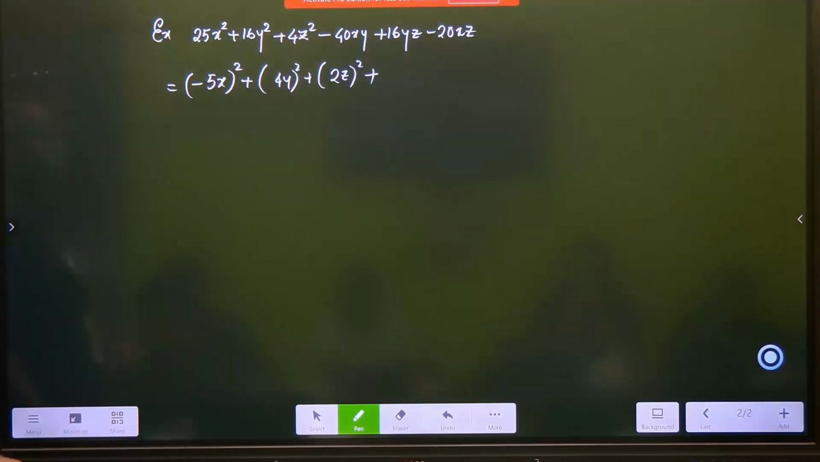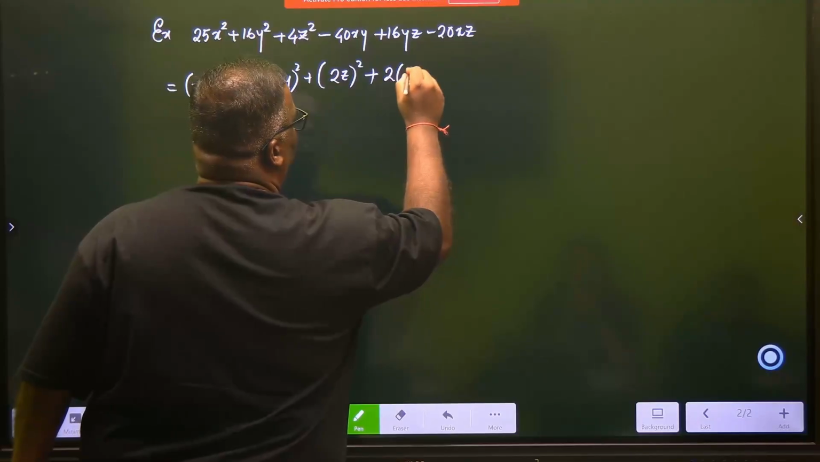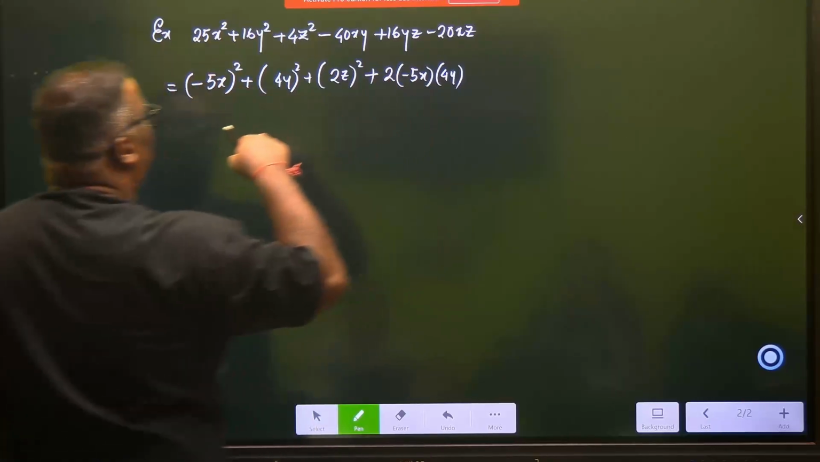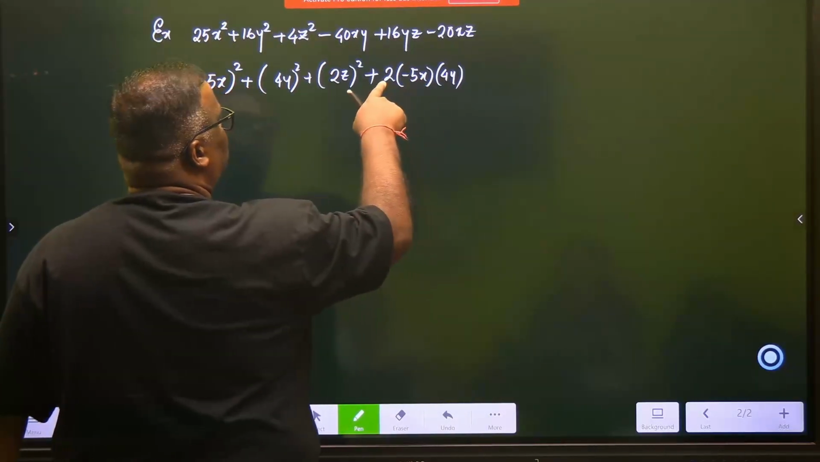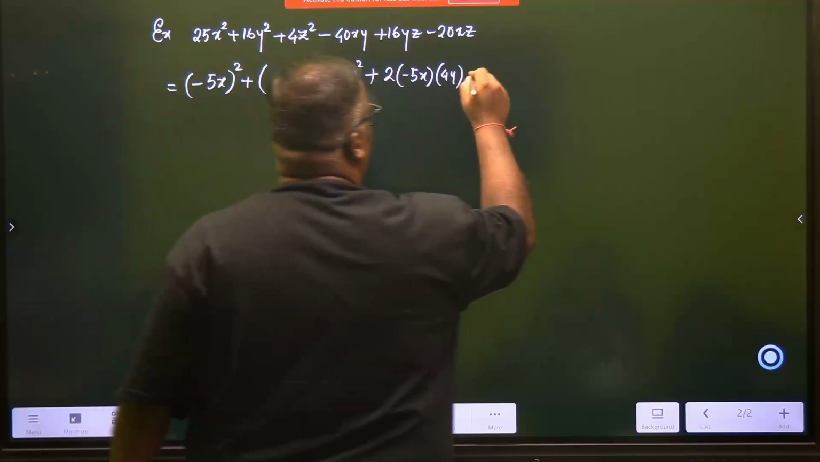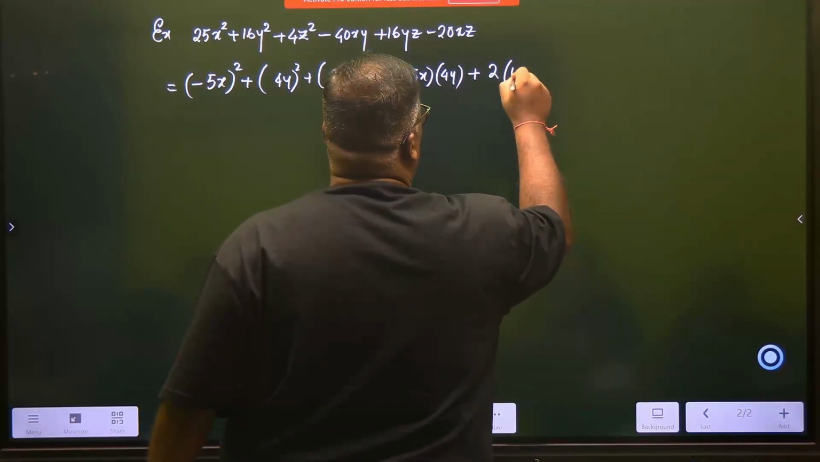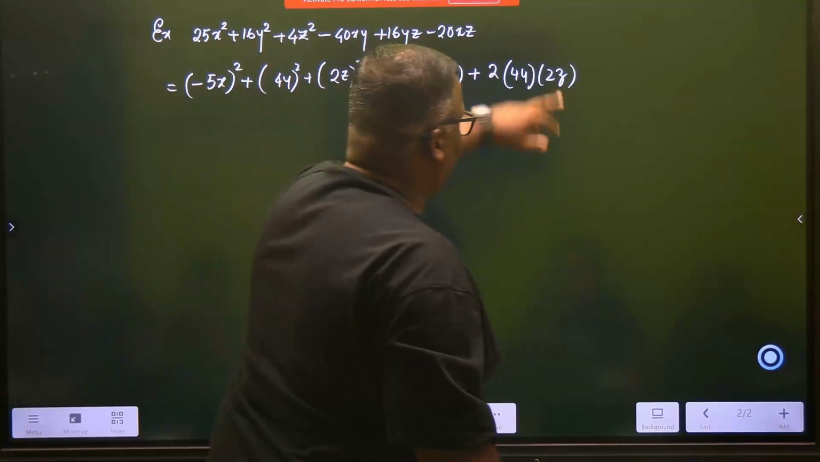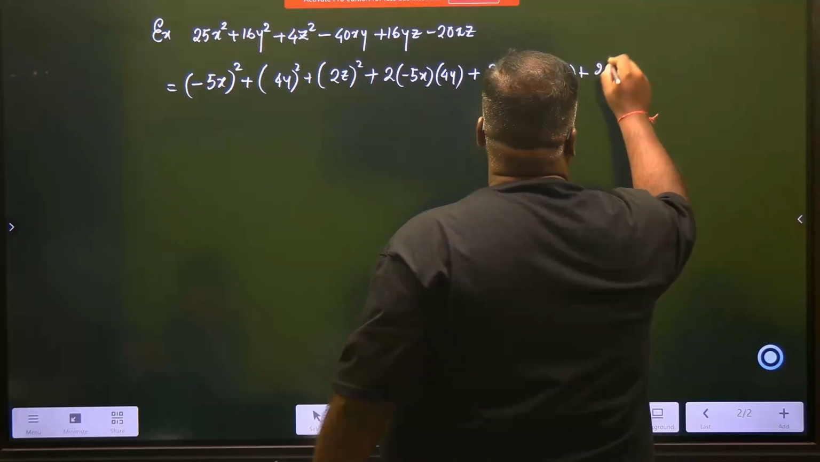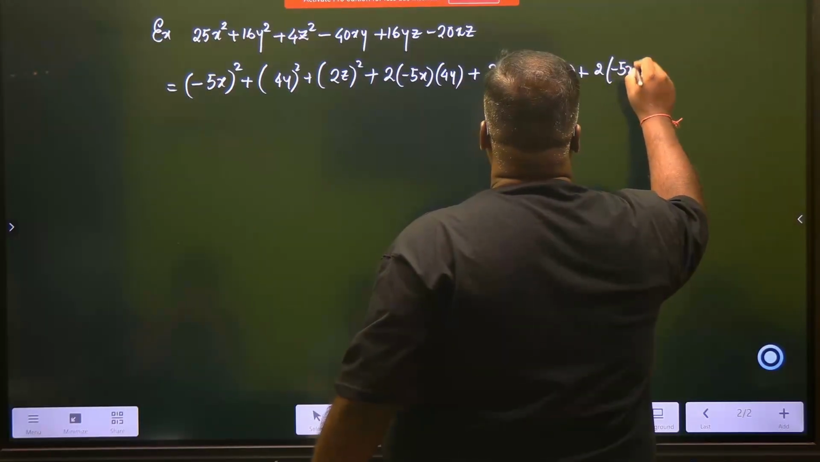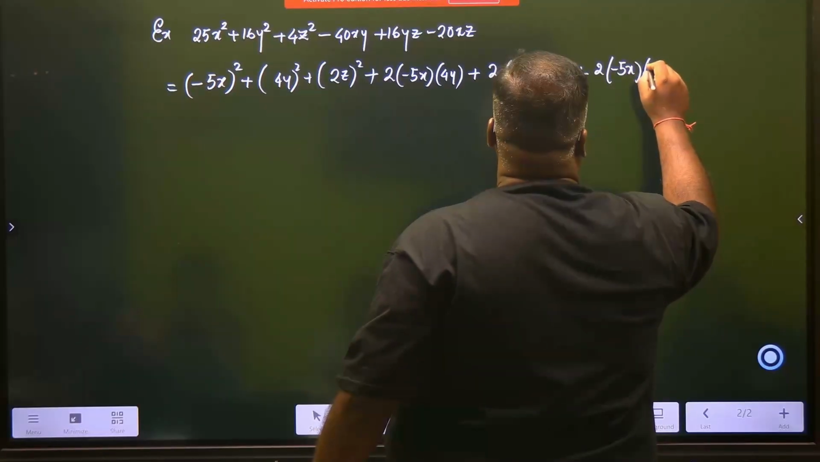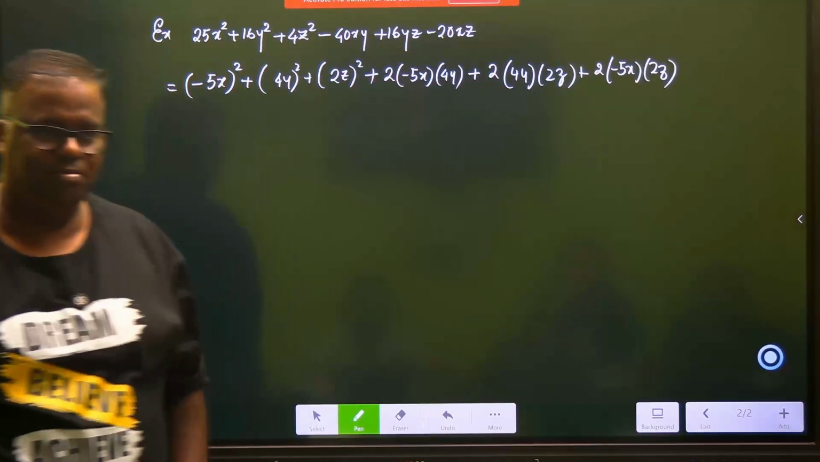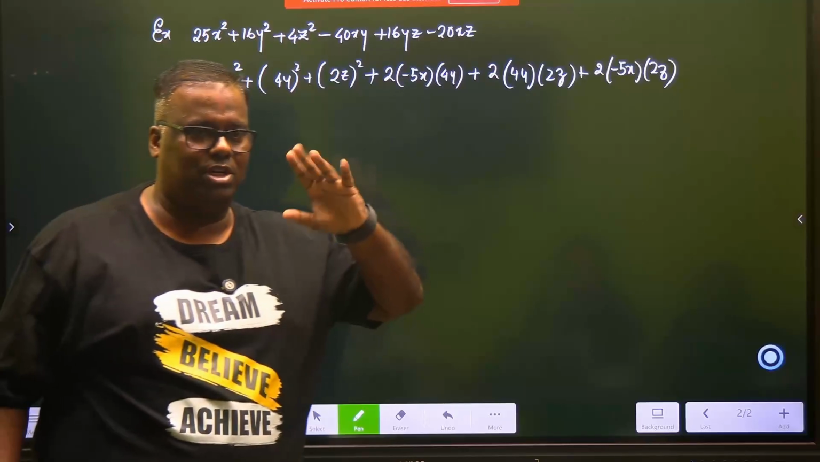Have you understood? Now just see, 2ab, 2 into minus 5x multiplied by 4y. How much is this resulting? 5, 4, 20, and 2 twenties is 40. Negative, negative, matching. Then plus 2bc, 4y multiplied by 2z. Yes, I'm getting a positive: 2 fours are 8, 2 eights are 16. And again, 2 times minus 5x times 2z: 2, 5, 10, 10 twos are 20, and this negative matching. This is the only trick you have to do. You have to try a hit and trial.